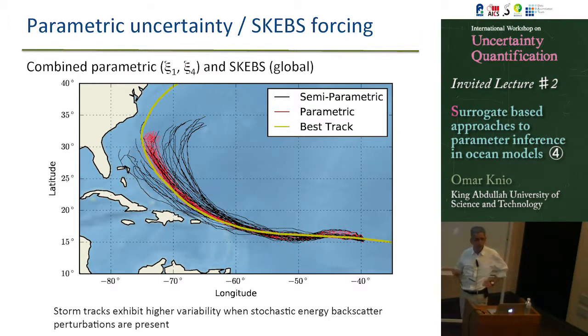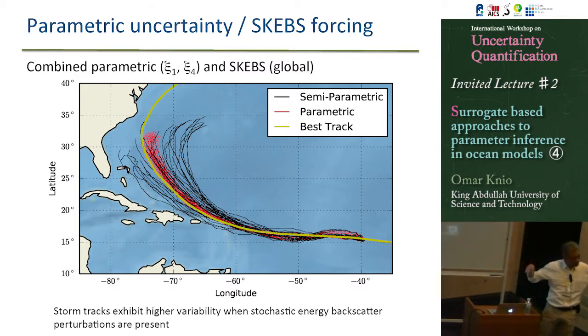WRF gives the user the possibility of injecting stochastic forcing into the dynamics. This is the so-called SKEBS, stochastic backscatter perturbation. The stochastic backscatter perturbations take place everywhere. They're really minute, but they perturb the environment. And we wanted to see whether we could tell the differences between our initial conditions perturbations and the stochastic perturbation as to what happens.